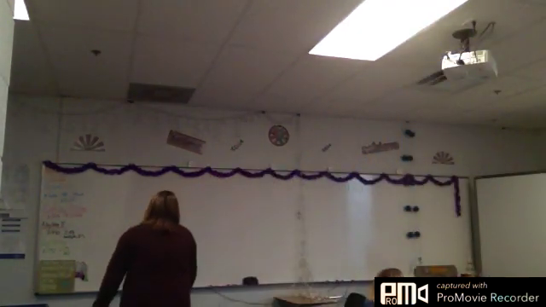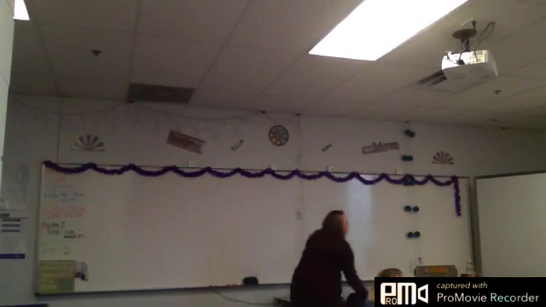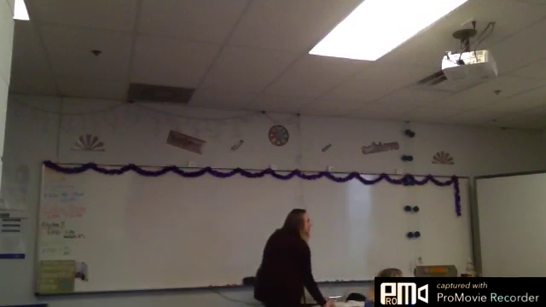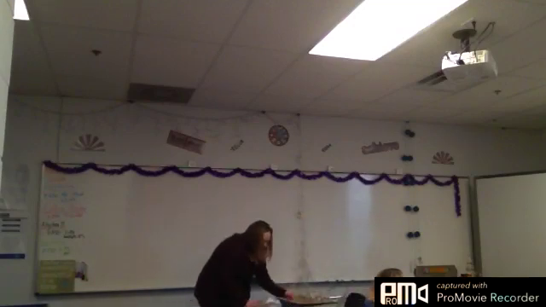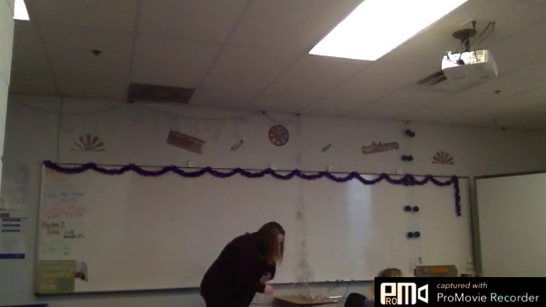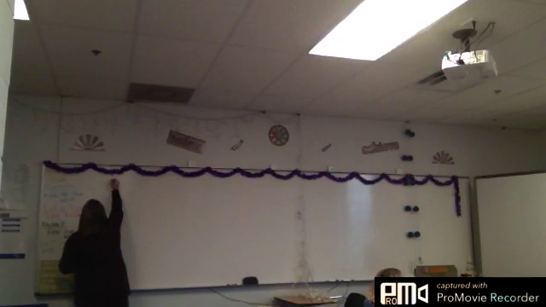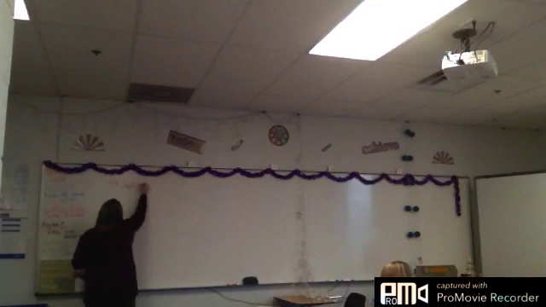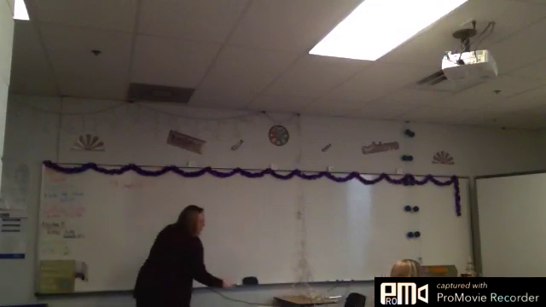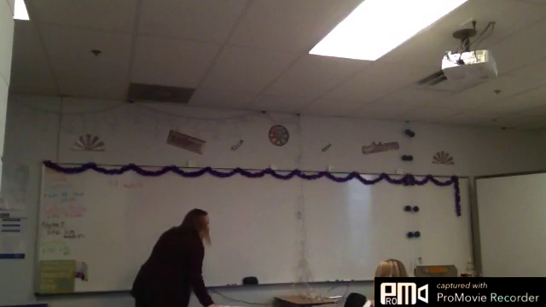About 9.4. 9.4 is about graphing different types of functions. Okay, we're going to graph ellipses today. So basically like an oval. Yes, like an oval. We're going to graph like an oval. That's what an ellipse is.